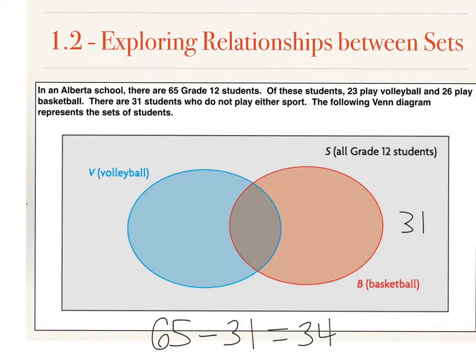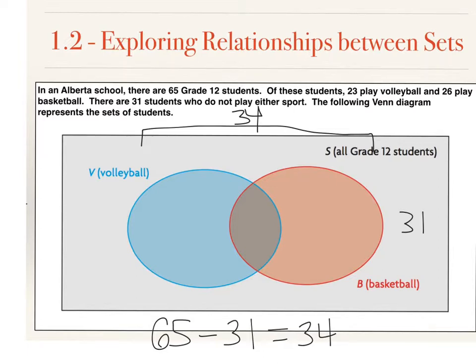That number is extremely important because that number is what these 3 numbers have to add up to. That's because all the numbers together have to make 65. Does that make sense? Is everyone with me? So those 3 numbers, the blue, the middle area, and the red, have to add up to 34. Now, if I look at this, 23 play volleyball and 26 play basketball. If I do a little bit of quick math, that's 49. That's more than 34. So how come when I add up the volleyball and the basketball, it's more than 34?